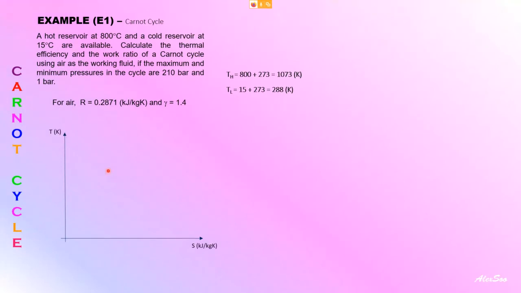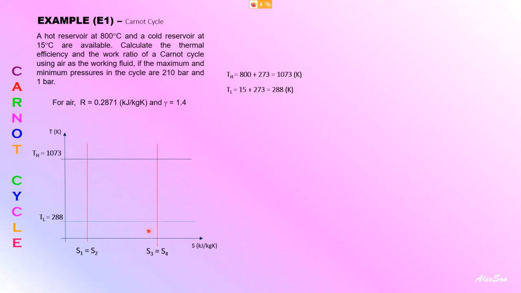So this will be your TS diagram. Remember the two temperature lines, both the isothermal processes, that is the high temperature and the lower temperature based on the two given temperatures. Then other than the two isothermal processes, you have two isentropic processes. This is a Carnot cycle. Remember, it goes in a clockwise direction.